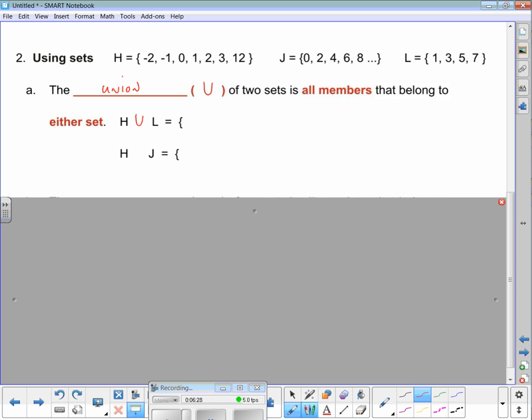So I'm going to look at set H, and I'm going to go -2, -1, 0. Now notice this. Set H has a 1, and set L has a 1. That's the same number. You don't list the same thing twice. So when we're putting these two together, we're only going to list that 1 once. Set H has a 2. They both have a 3. Now I'm going to go to set L, get its 5 in there, get its 7 in there, go back to set H and get the 12 and brace.